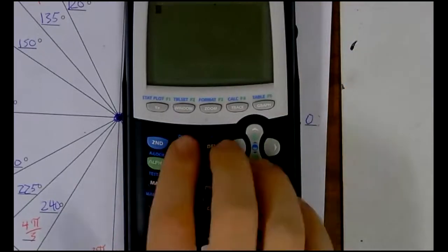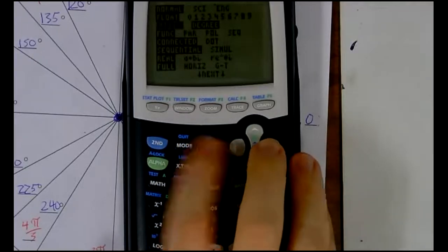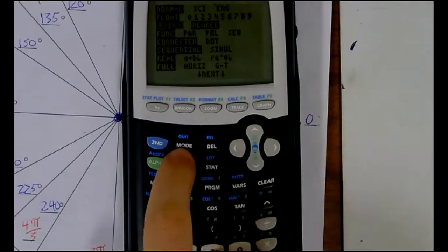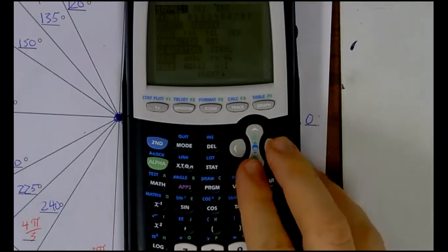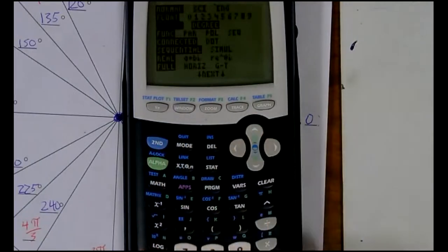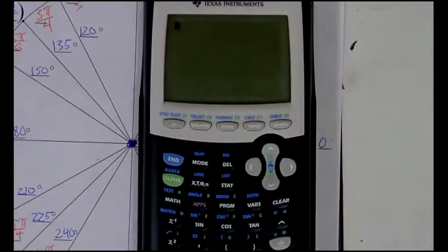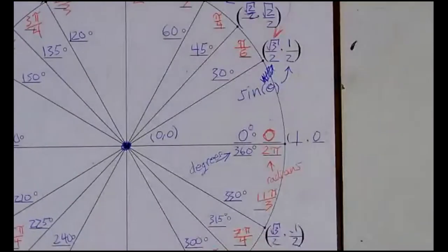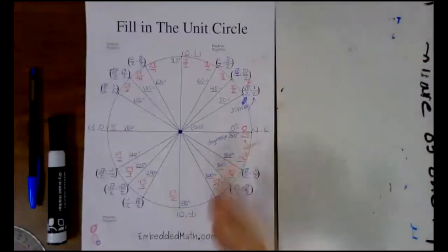For a TI, to change between having it use radians and degrees, you click the mode button, and you can choose what unit you want it to use. Mode, and then select the one I want, and then press enter. There we go. And that is radian measure.